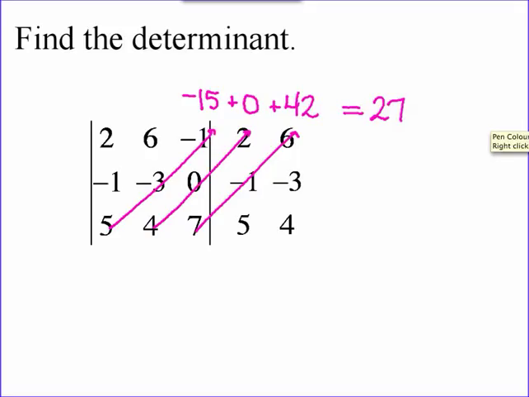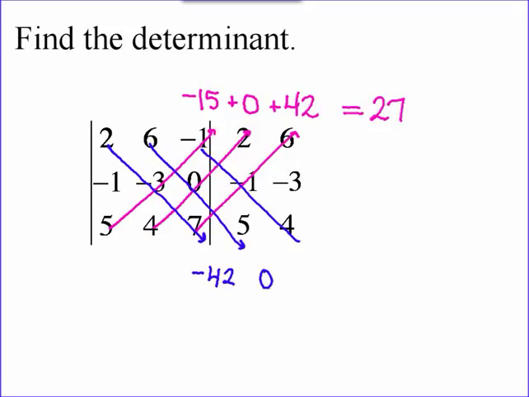Now I'm going to do the same thing, except I'm going to do the down diagonals. I'm going to start by going down on the first diagonal. And what do you get? Negative 42. Now remember, if I go down here, these ones stay the same as what they are. I don't adjust the sign any. Go down on the next diagonal, what do you get? 0. Go down the next diagonal, what do I get? 4. What do I do with all those? Add them.